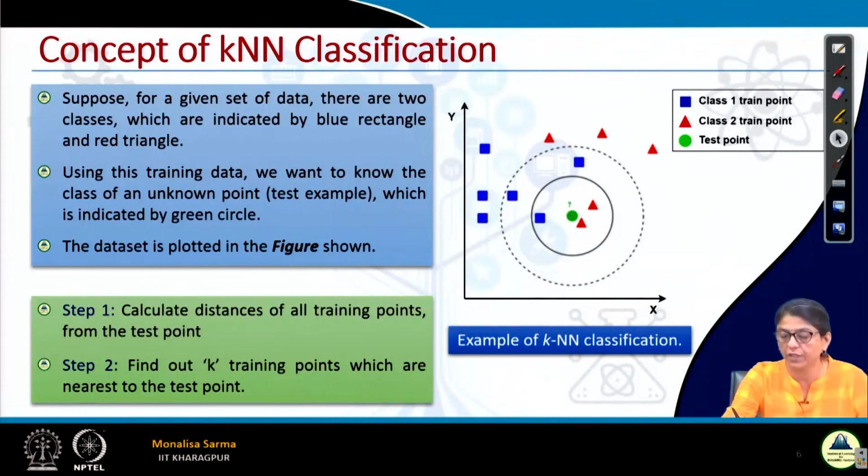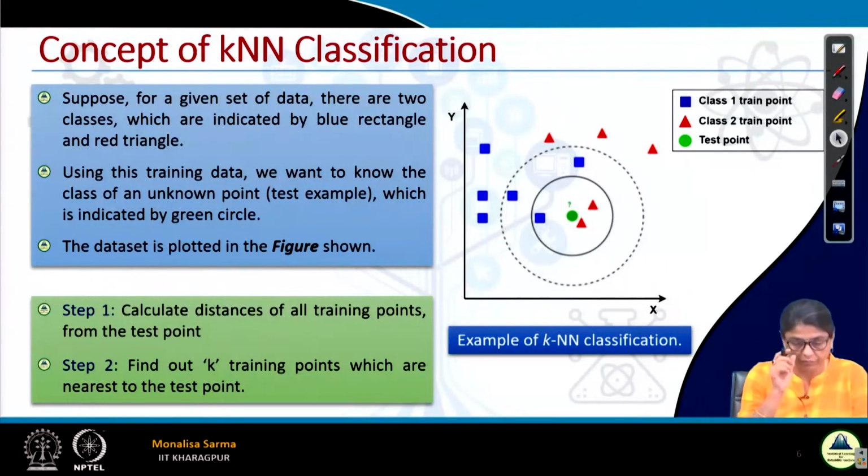Now, my unknown point here is this green circle. I want to find out what is the class of this green circle. How do I find out? Suppose the data are plotted. Since each observation has two attributes, we can very well plot it in a two-dimensional way. So, if I plot the data, the plot takes this form.